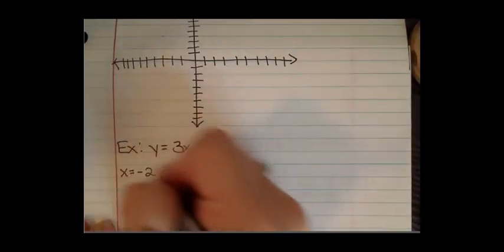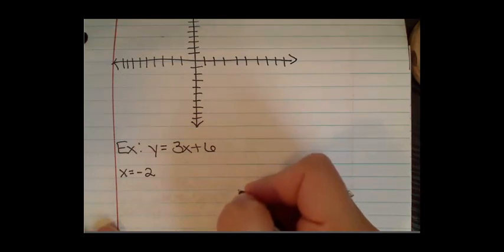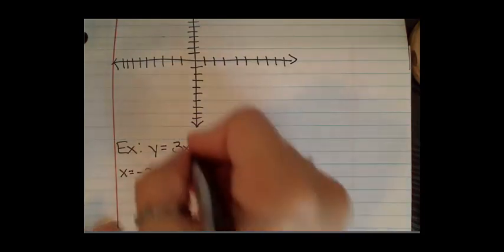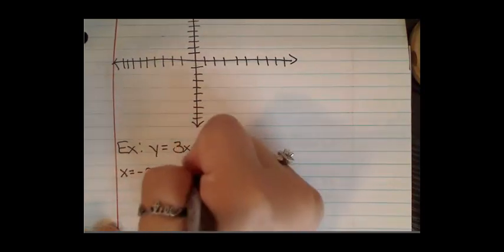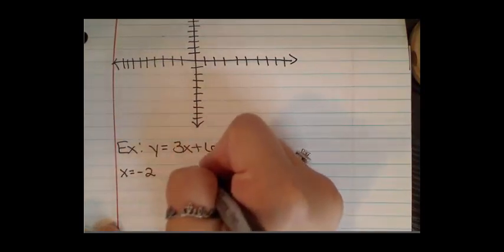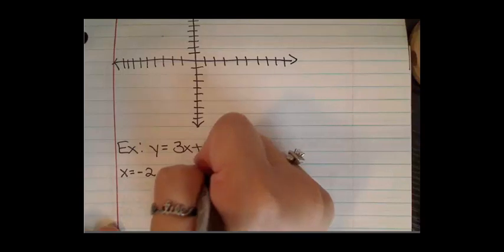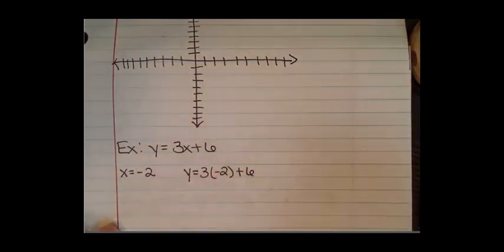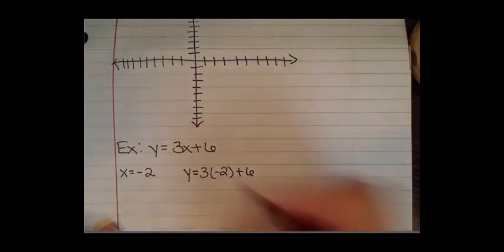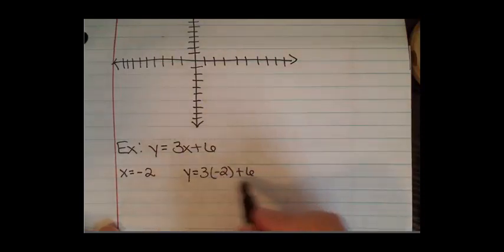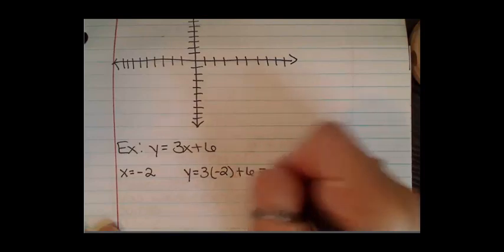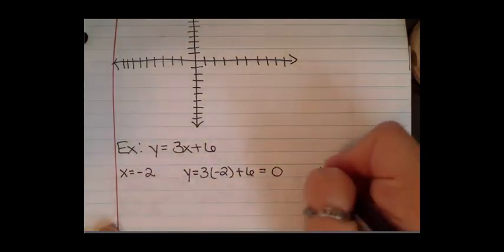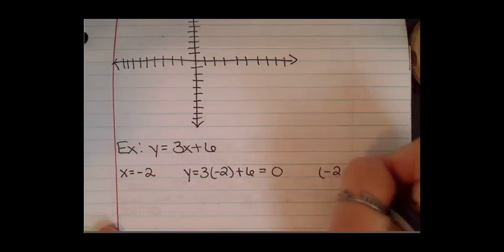And a lot of times I recommend doing a negative, a positive, and then 0, because that's a good way to do it. So we have y equals, and then wherever there's an x, we're going to substitute in that -2. So this is going to be a -6 plus a +6, so that's going to give us 0. So our y in that case was 0, so that means that point is -2, 0.